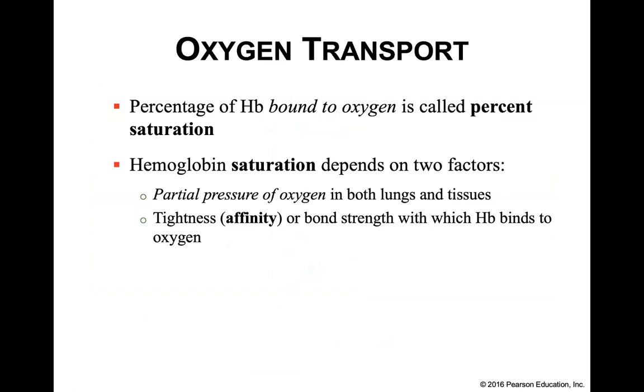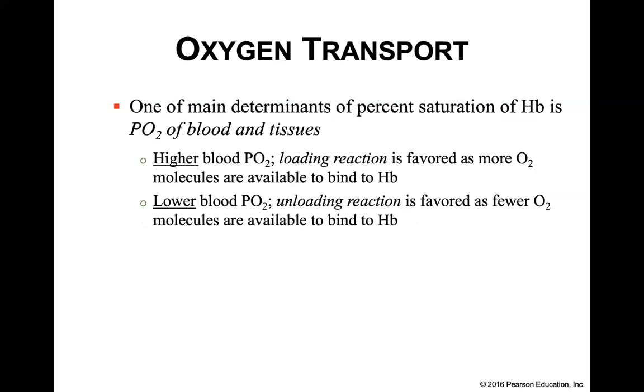The percentage of hemoglobin bound to oxygen is called the percent saturation. Hemoglobin saturation depends on 2 factors: the partial pressure of oxygen in both the lungs and the tissues, and the tightness, or affinity, or bond strength with which the hemoglobin binds to the oxygen.